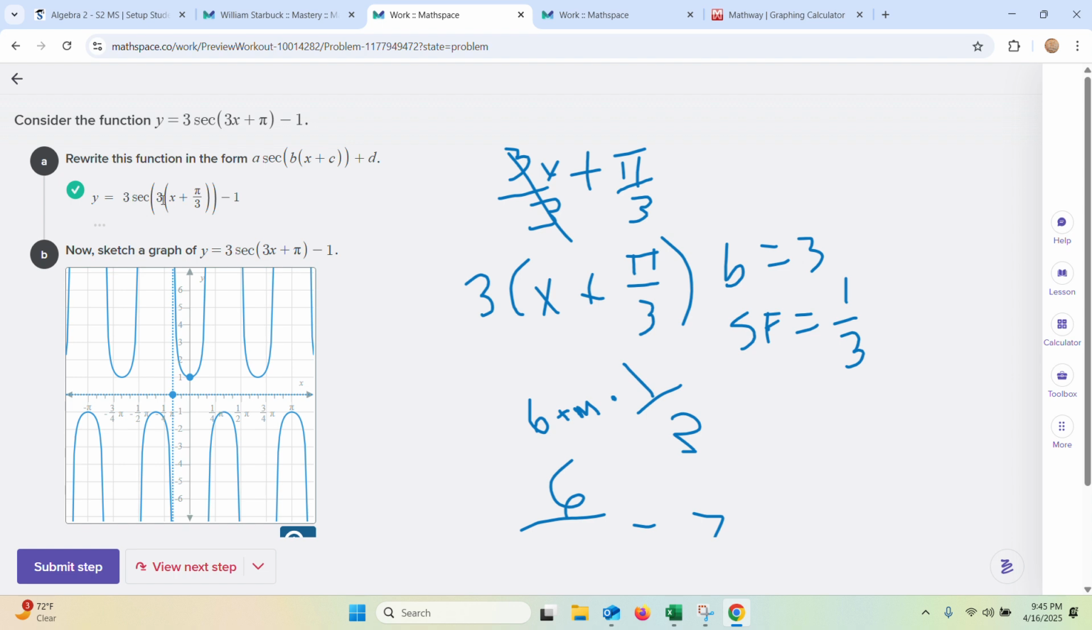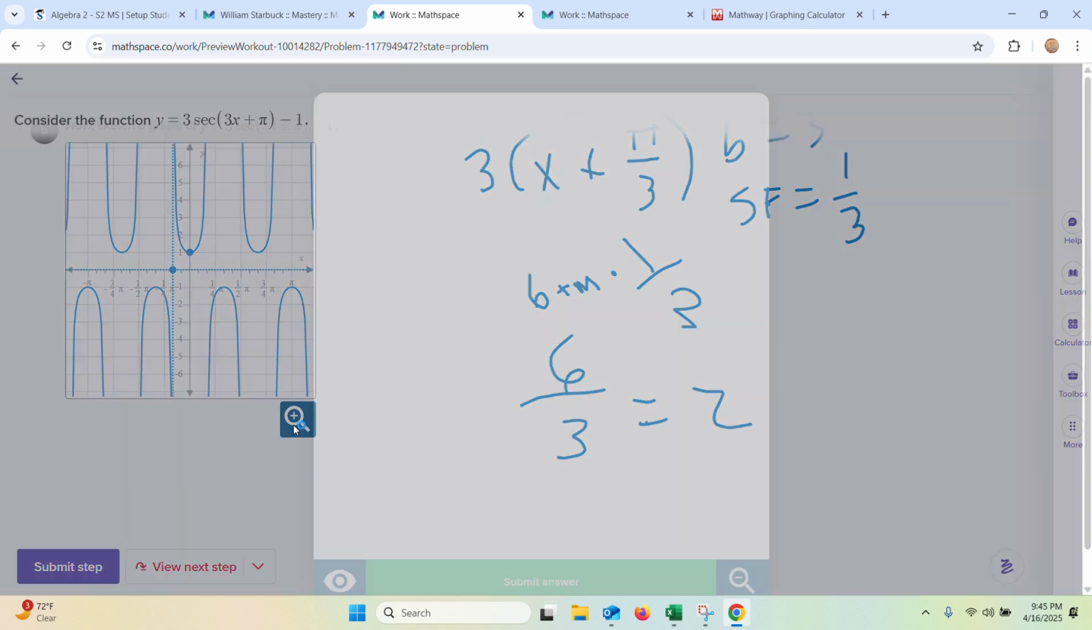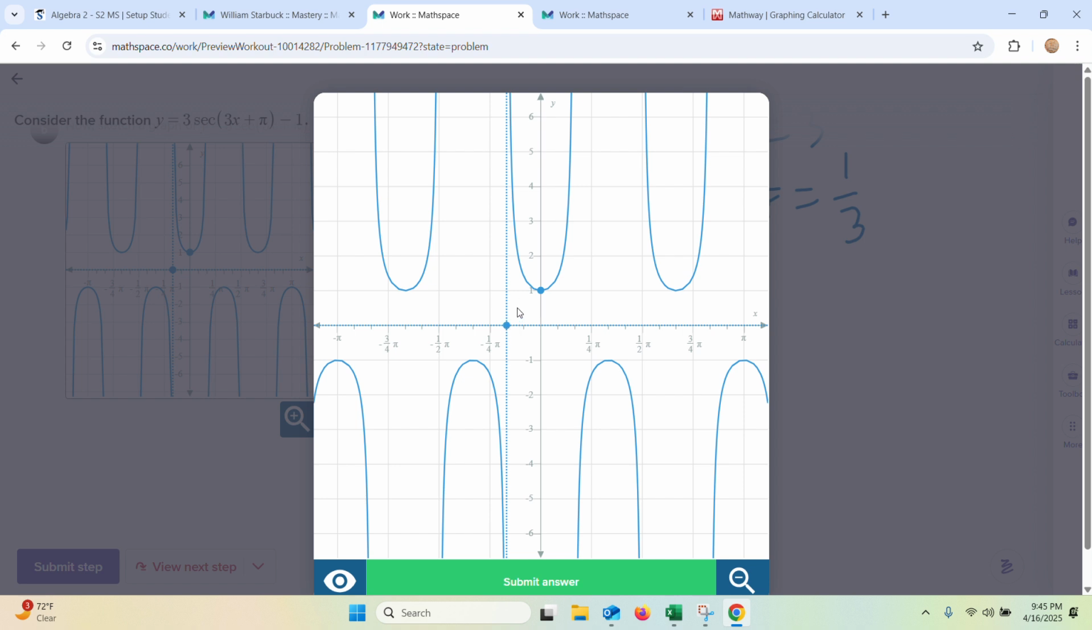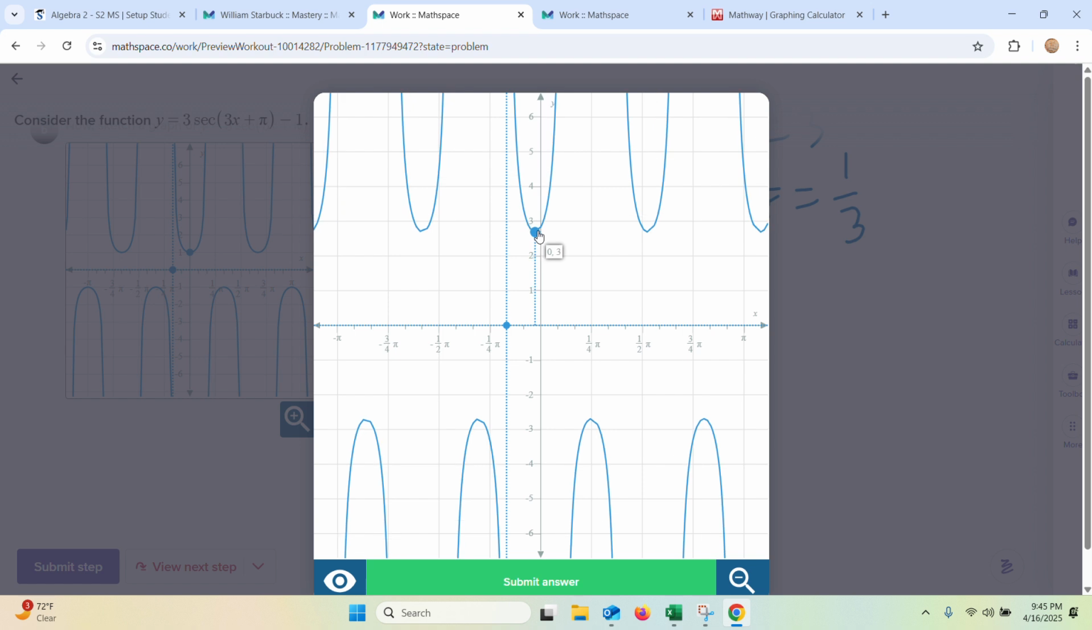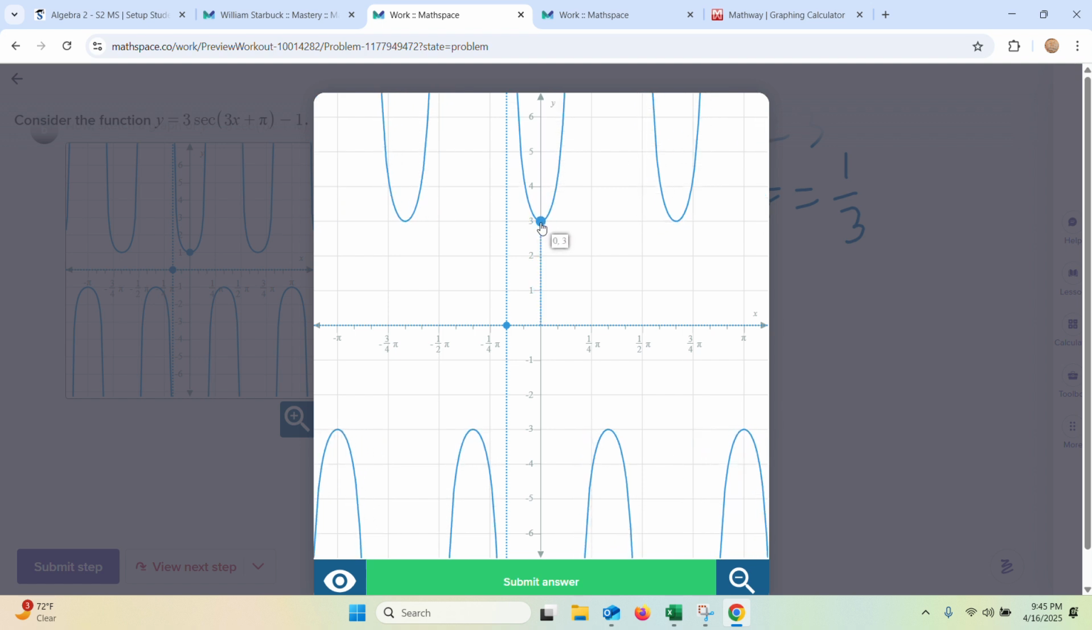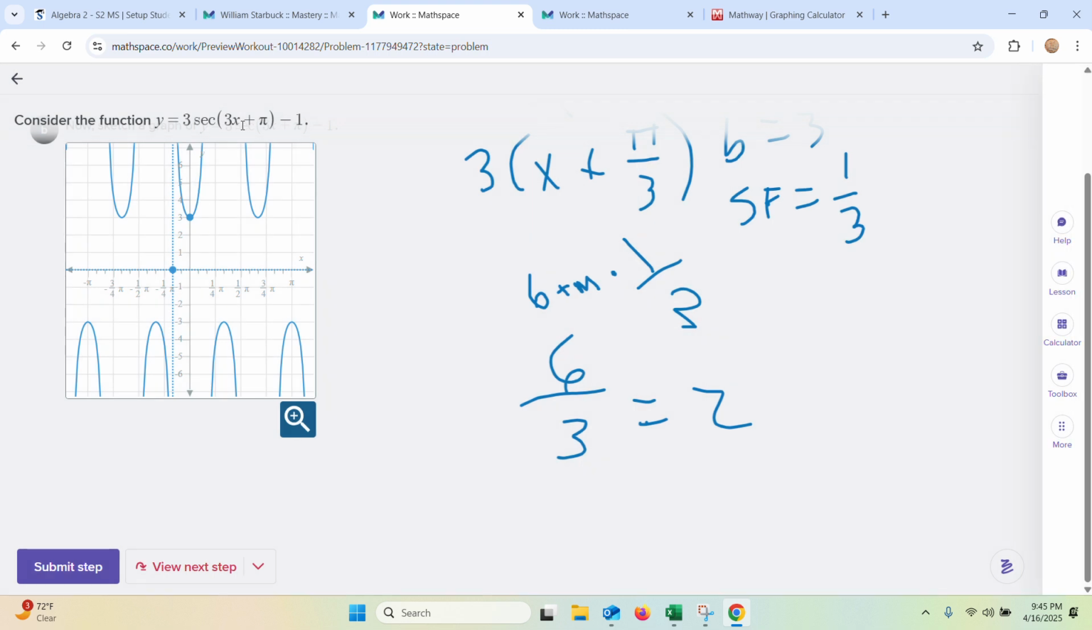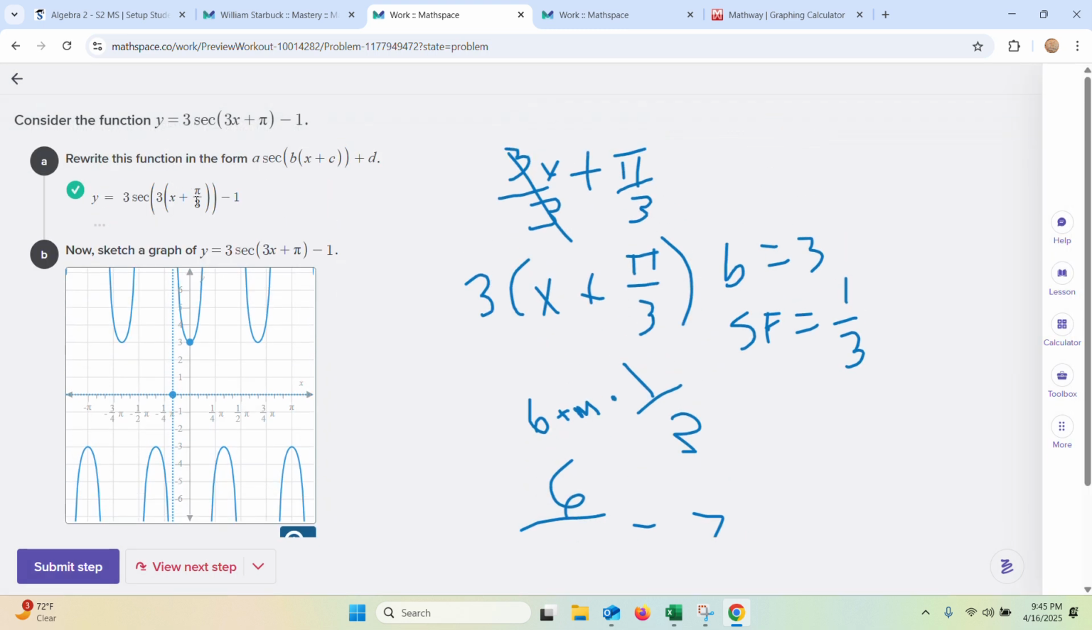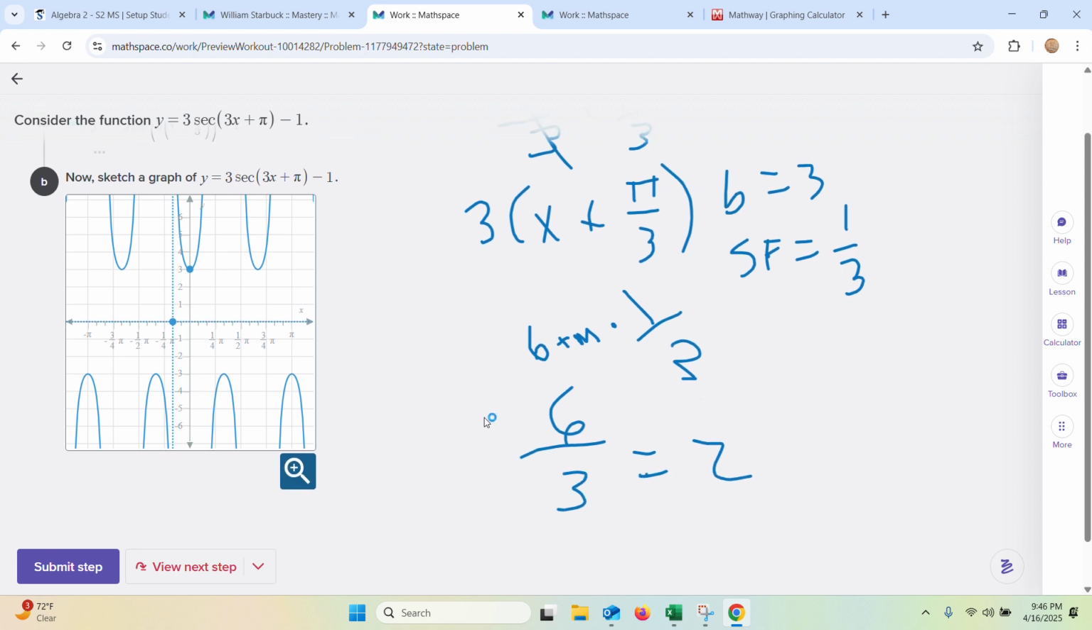Okay. So that's this 3. Now we're doing this 3. Multiply every y value by 3. Every y value. 0 times 3 is 0. 1 times 3 is 3. And it is positive, yes. Now we shift everything over pi over 3. We shift everything to the left because of the plus sign. Everything to the left, pi over 3.